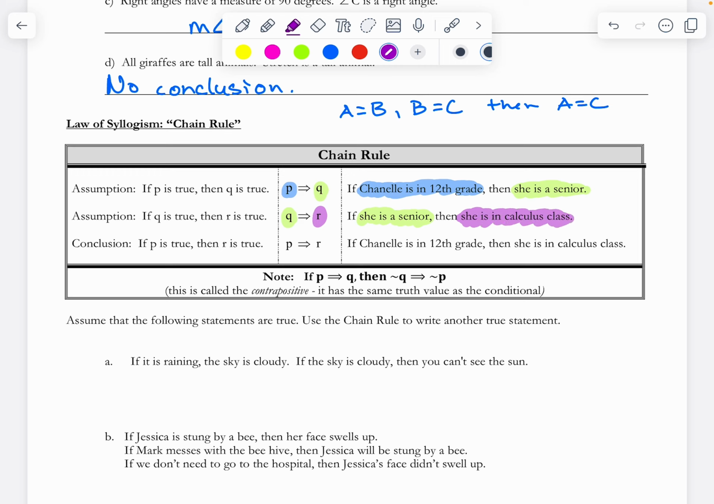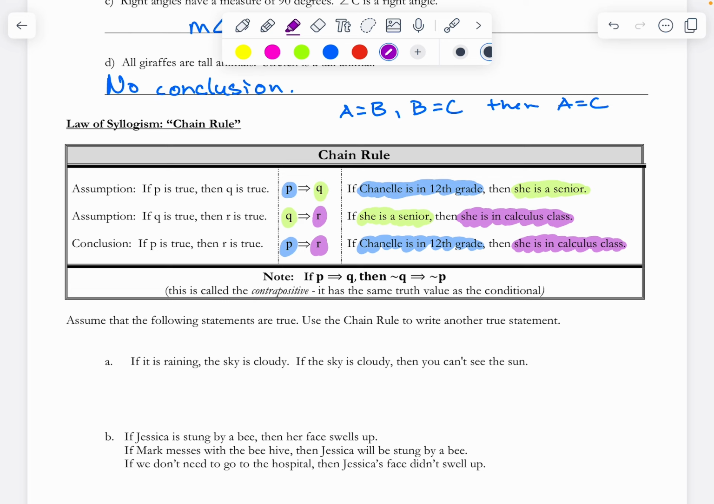And so from here, we can make an assumption, right? Or not an assumption, we can reach a conclusion that if P, then Q, and then if Q, then R, therefore, if P is true, then R is true, right? If P, then R. So here it is. If Chanel is in 12th grade, then she is in calculus. Hope that made sense, right?